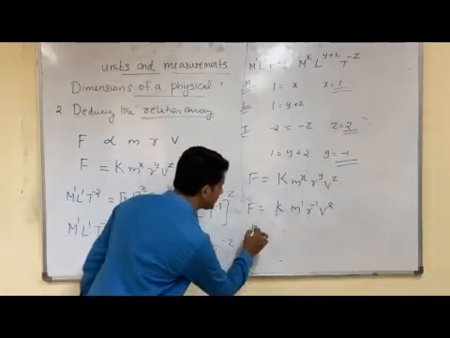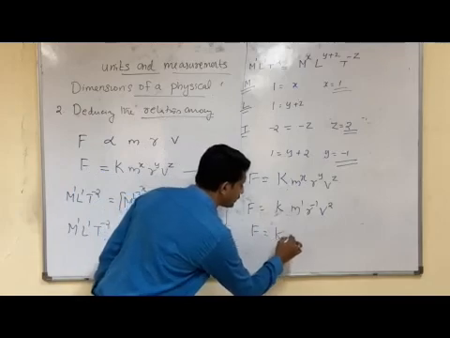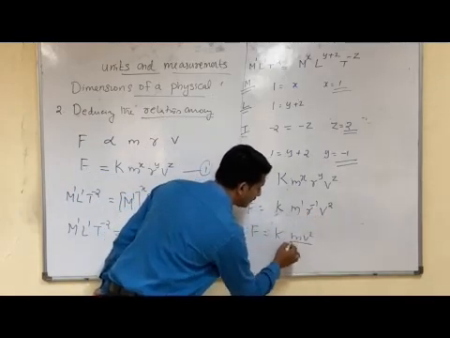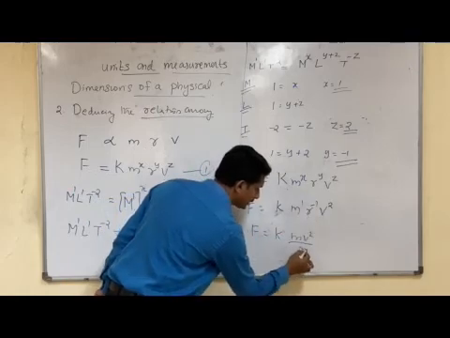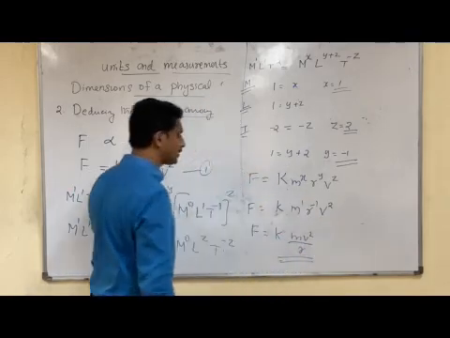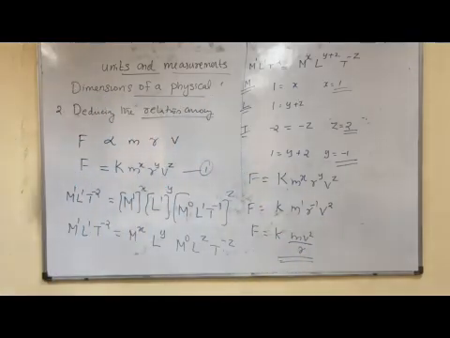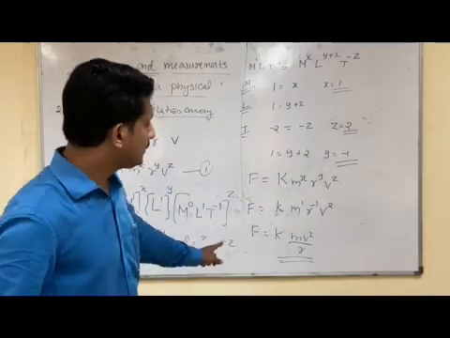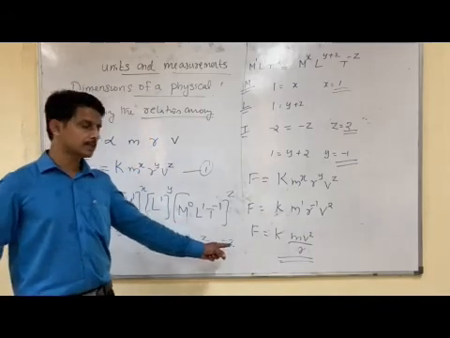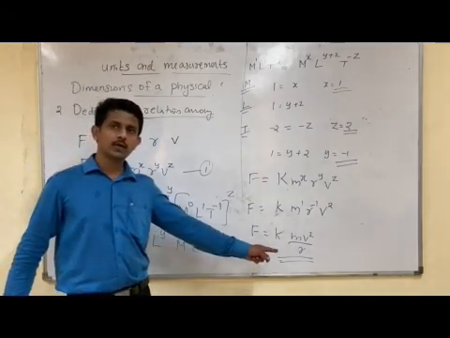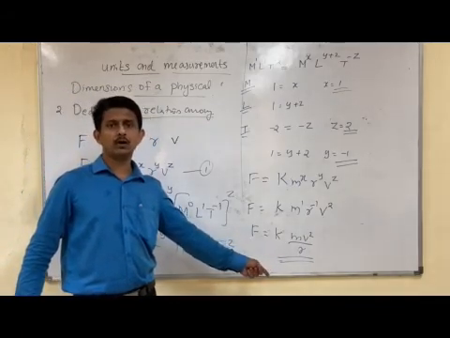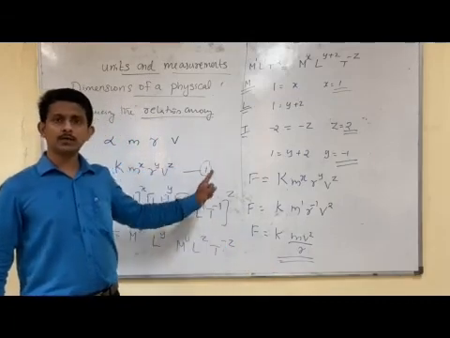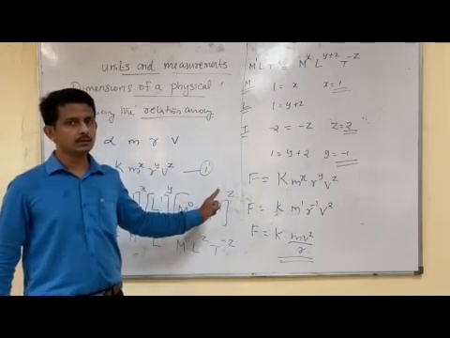Rearranging, F is equal to k into m v square divided by r raised to minus 1, that means by r. So the equation becomes F is equal to k m v square by r. So the centripetal force acting on a particle is given by F is equal to k m v square by r, or m v square by r. This is the way we get the force by the method of dimensions. Clear? Okay, fine.